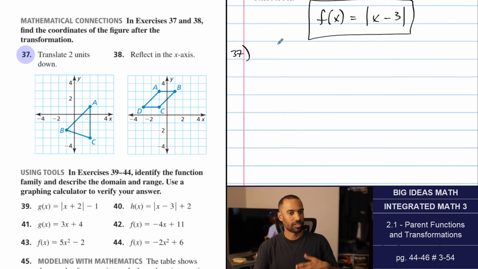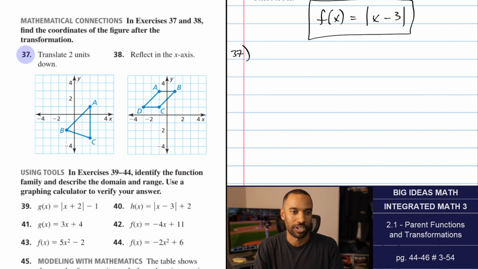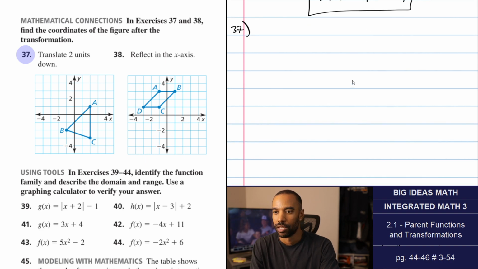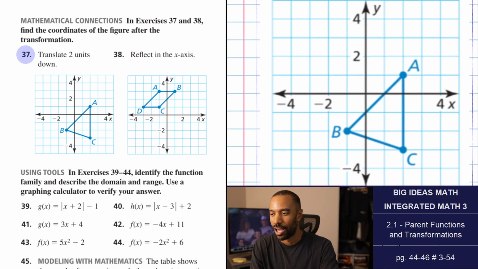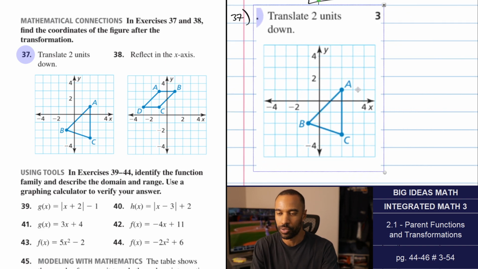They have things that look like IM1 to us. Find the coordinates of the figure after the transformation. All right, I get to copy and paste these. You can use the graph paper as provided to copy and paste this as well, or to redraw what's here. But we're going to translate this guy 2 units down.